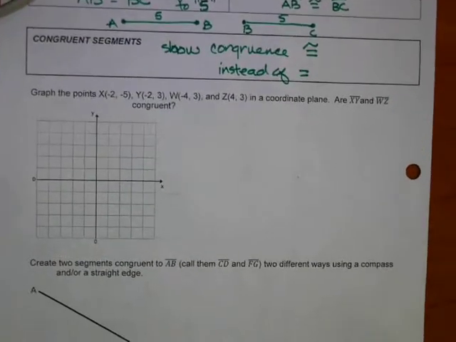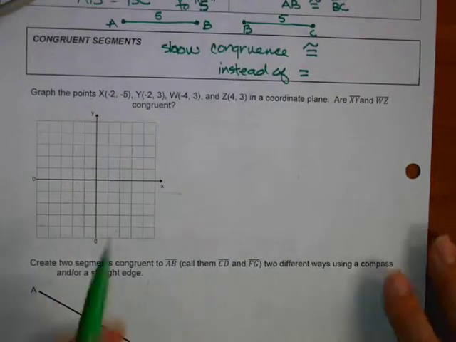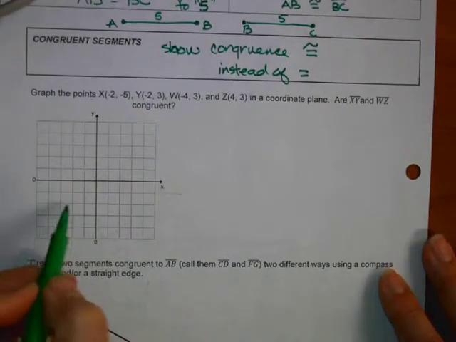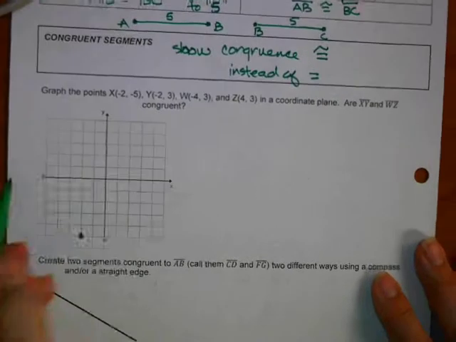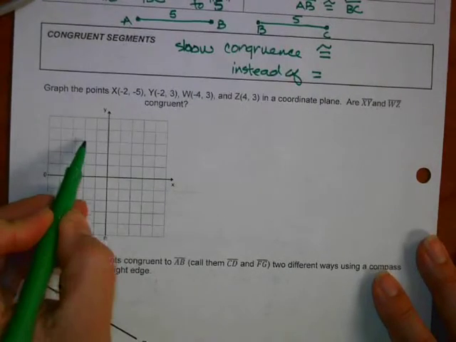Okay, graph the points in the coordinate plane. Are segment XY and segment WZ congruent? So we have to draw them first and then determine if they're the same size and shape. So plot your points, -2, 1, 2, 3, 4, 5, -2, 3.